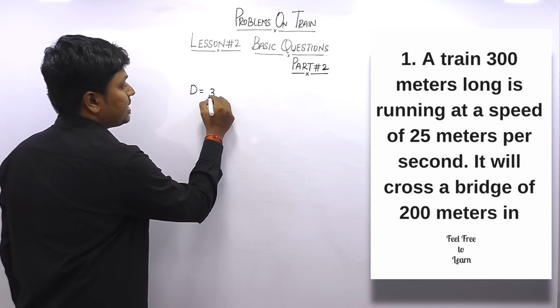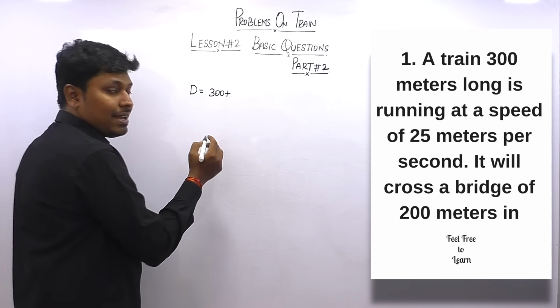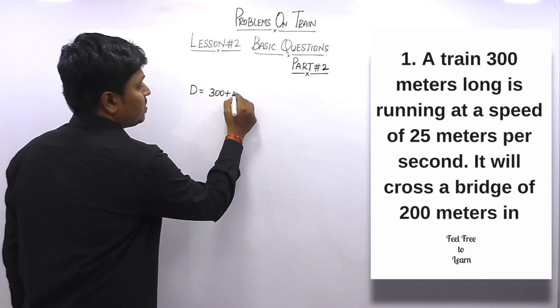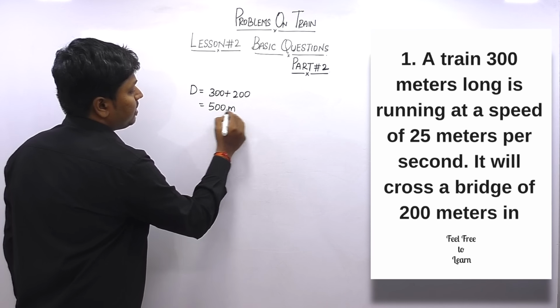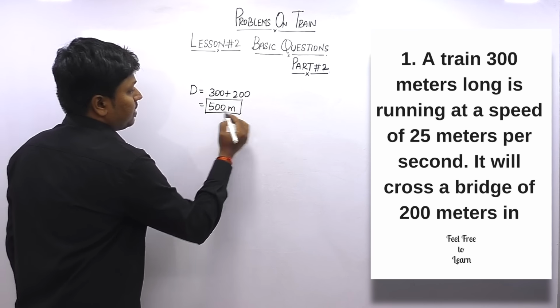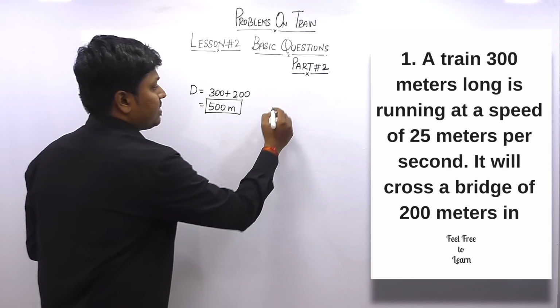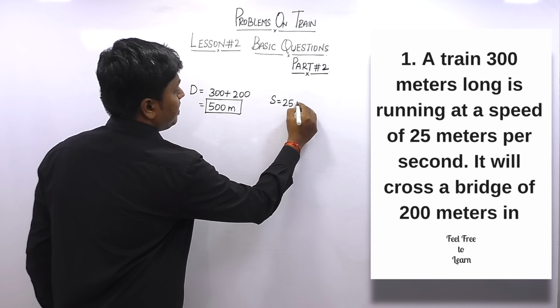Length of the train is 300 meter plus length of the bridge. So length of the bridge is 200 meter. So total distance traveled by the train will be 500 meter. Got it? Next, speed is also given, right? So speed is also given, which is 25 meter per second.